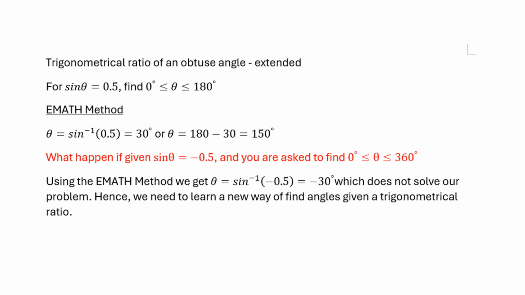So this is just to give you an example of why we need to learn how to find the reference angle. Supposing you're asked to solve sine theta equals negative 0.5, and the angle theta has to be between 0 degrees and 360 degrees. That means your angle theta has to be a positive value. If you use the elementary method you learned earlier, sine inverse of negative 0.5, you end up getting negative 30 degrees. But negative 30 degrees does not fall within the range of 0 and 360. Therefore, we have to learn a new method. That's the reason why this new method will need us to understand the concept of finding the reference angle. It is like a bridge that will take us across the river.